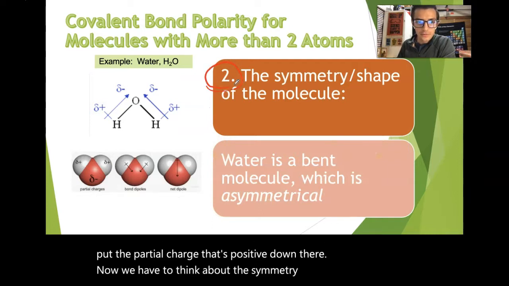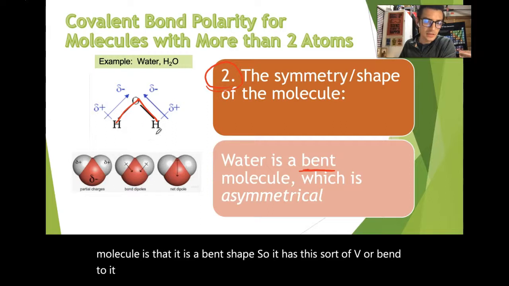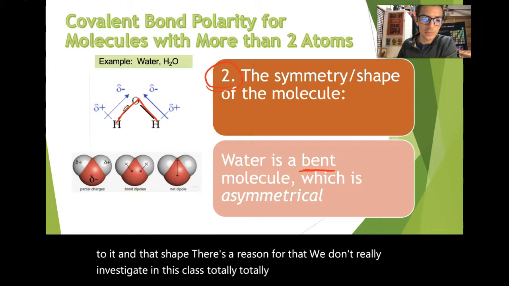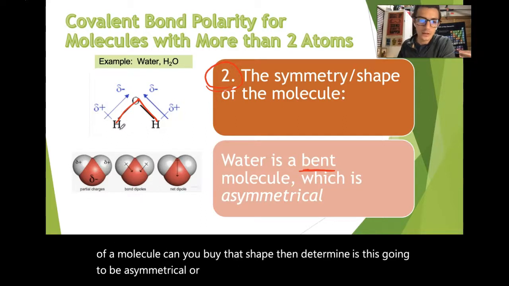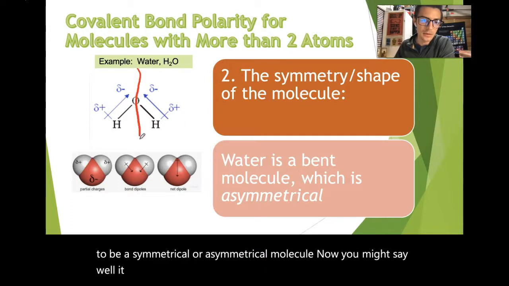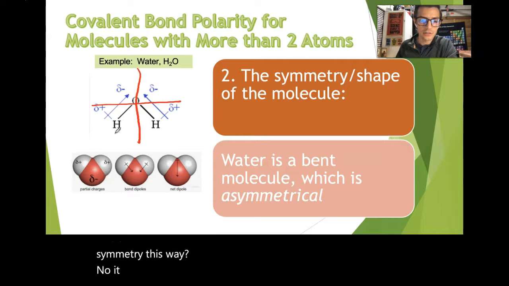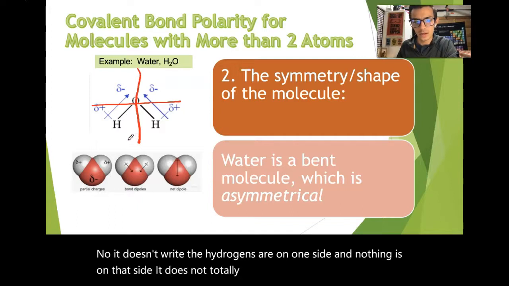So the symmetry of this molecule is that it is a bent shape. So it has this sort of V or bend to it, and there's a reason for that shape that we don't really investigate in this class totally. But when you look at the shape of a molecule, can you, by that shape, determine whether this is going to be a symmetrical or asymmetrical molecule? Now you might say, well, it is symmetrical. If I cut it down the middle, this side basically folds like that. That's true, but does it have symmetry this way? No, it doesn't. The hydrogens are on one side and nothing is on that side. It is not totally symmetrical in this way.